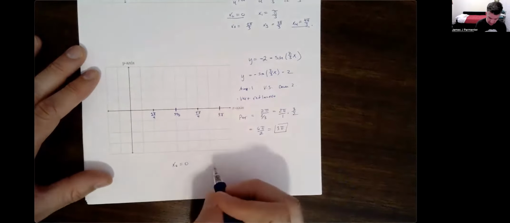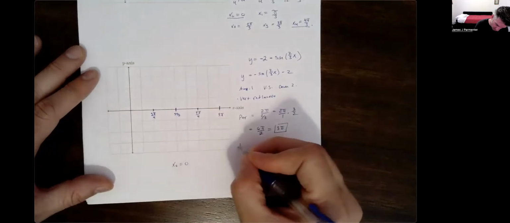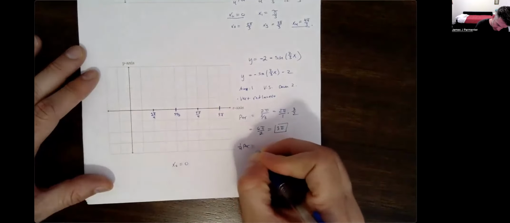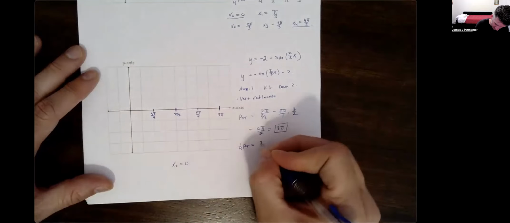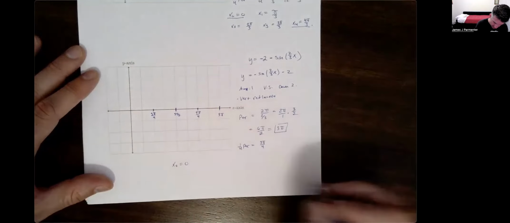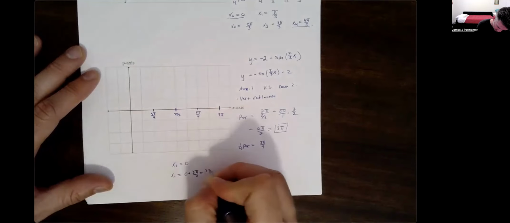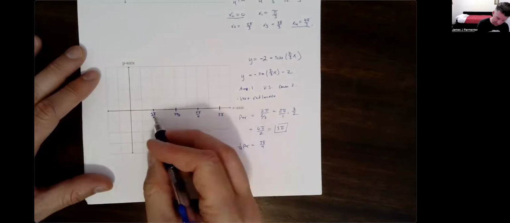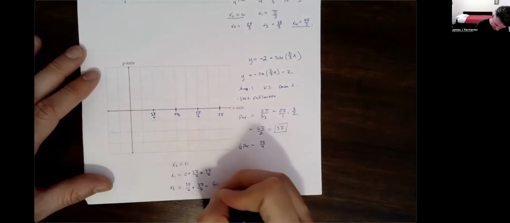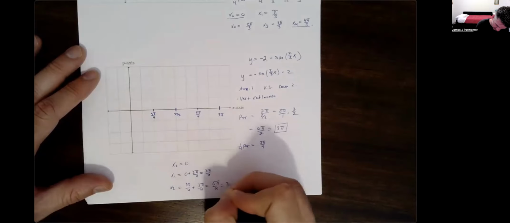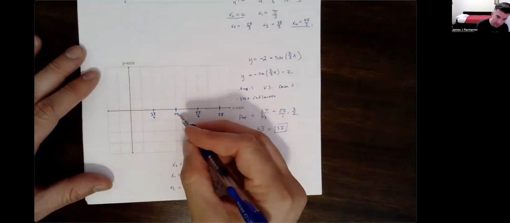But I feel like that one's a little harder to come up with. Whereas if you do it this way, my x of 0 is 0. A quarter of my period is 3 pi divided by 4, or 1/4 times 3 pi. So my x sub 1 is 0 plus 3 pi over 4, which is 3 pi over 4, which matches up with what we have here. My x sub 2 is 3 pi over 4 plus 3 pi over 4, which is 6 pi over 4, which is 3 pi over 2, just like we have right there.